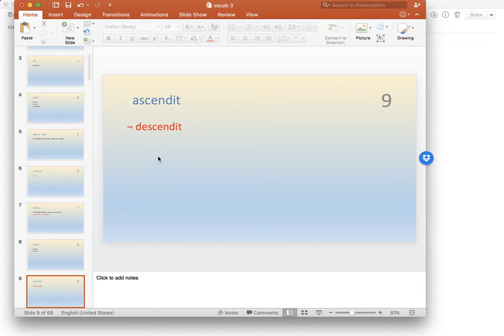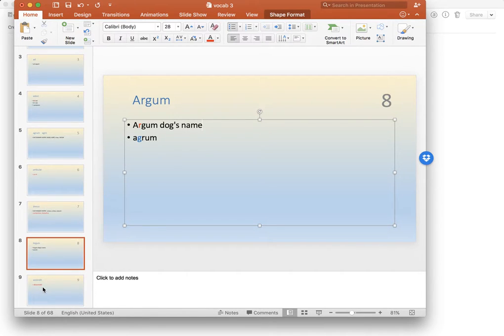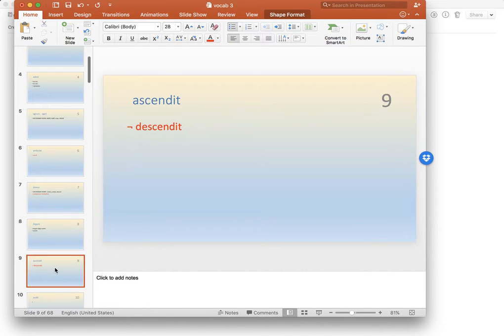Argum, not agrum here. Notice there's only one letter difference. Argum is the dog's name, the family dog's named Argus. It's taken from the Odyssey. Agrum is a field.